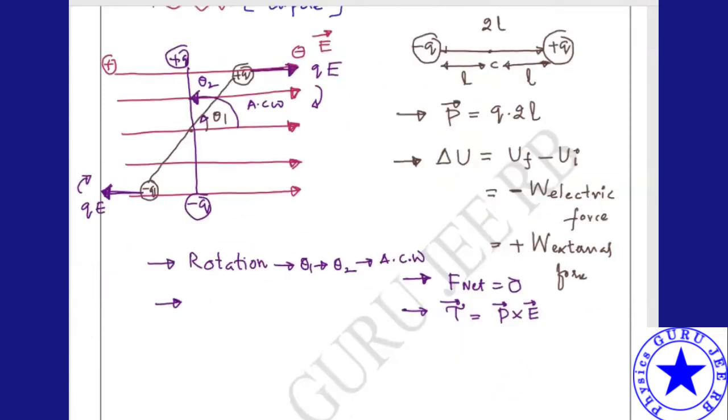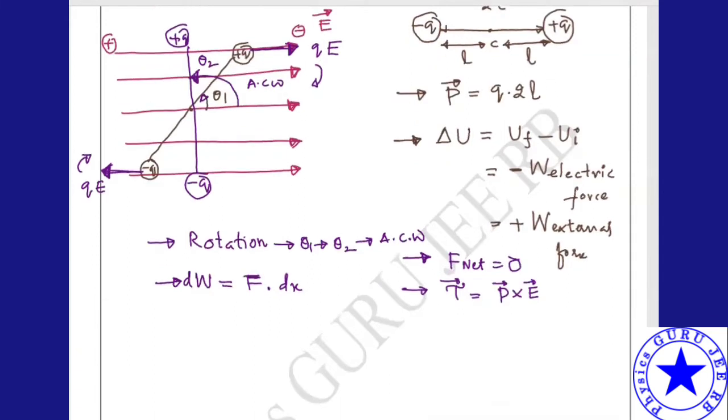Why do I have to find work done? If I calculate work done, I can obtain the change in potential energy. So our major intention is to calculate the change in potential energy, and for that I require work done. According to the definition, work done is force into displacement, a small work done dW equals force into displacement dx. This is the way we calculate work done when the force is constant. But here the force is not constant, it is variable. Then how to calculate work done for variable forces? Integral of dW equals integral of F into dx. That's all. Hope it is clear now.